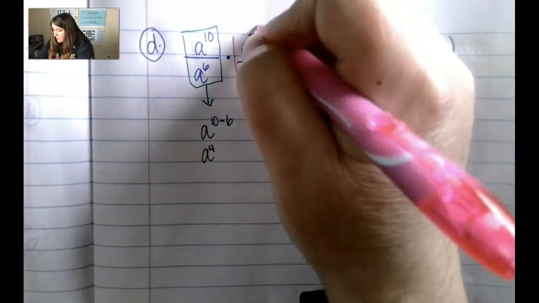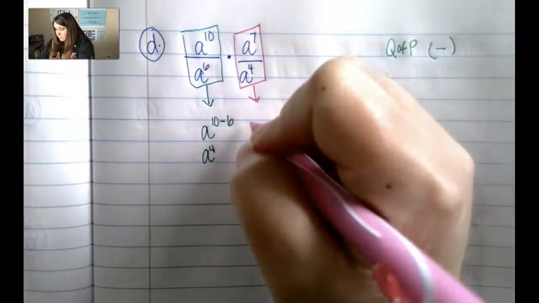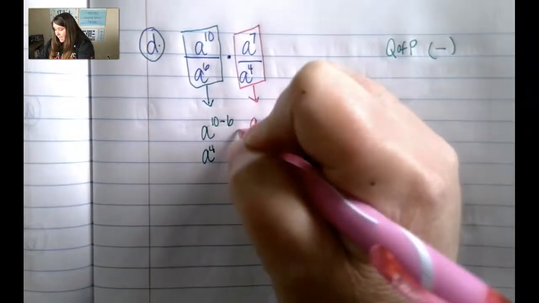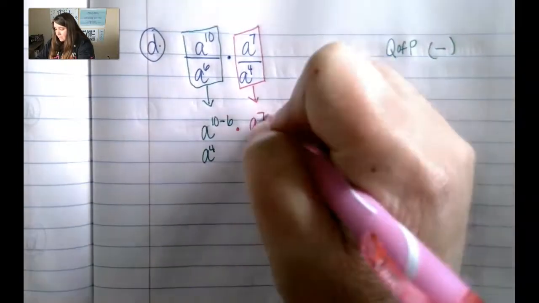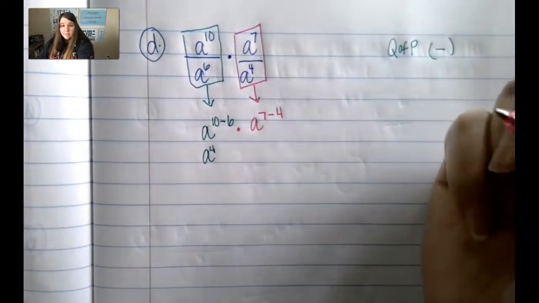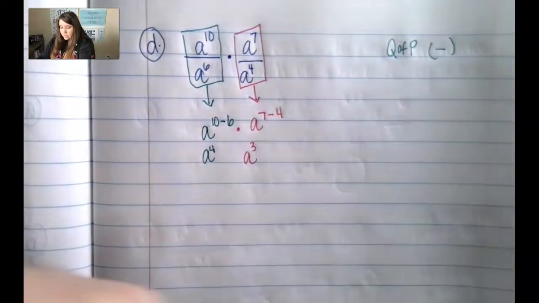Okay, now I'm going to work on this one. I need to simplify this fraction, or this division problem. My base is still a. I'm still going to end up multiplying when I'm done. I have a to the 7th divided by a to the 4th, for a grand total of a to the 3rd.